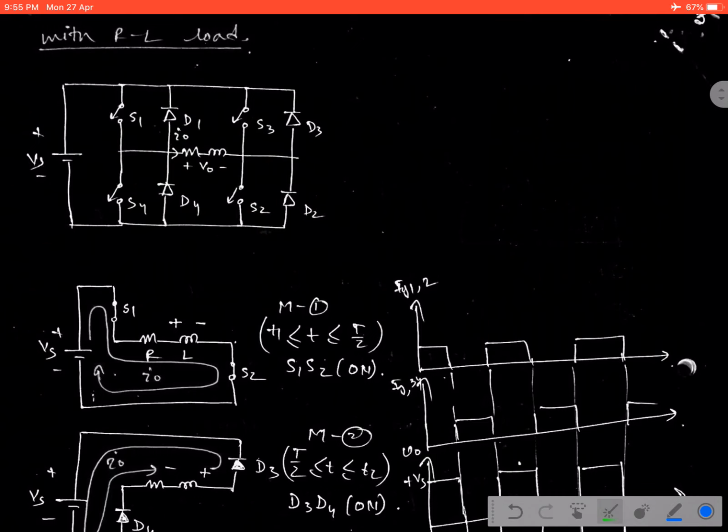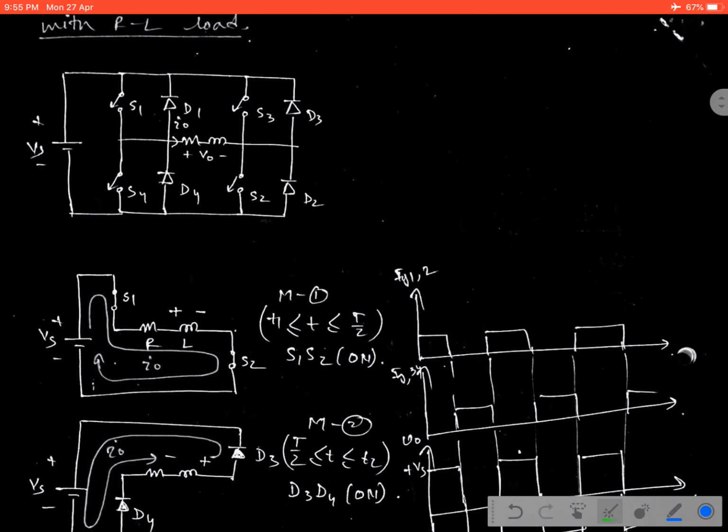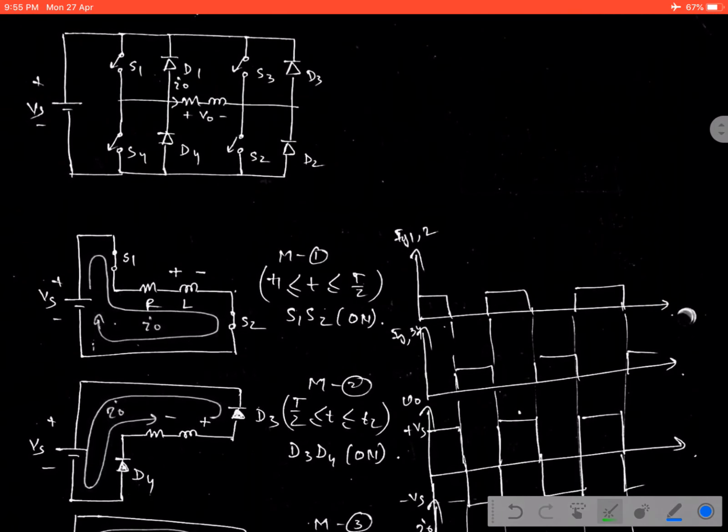Now it is well described by the 4-mode operation, as the inductor is there. Okay, so in this case, we have to be concerned about something. The switches S1, S2 can be conducted at any instant, and for the next cycle S3, S4 will be conducted, but never try to give the triggering pulse across S1, S4 or S3 and S2, because it will give you a short circuit path.